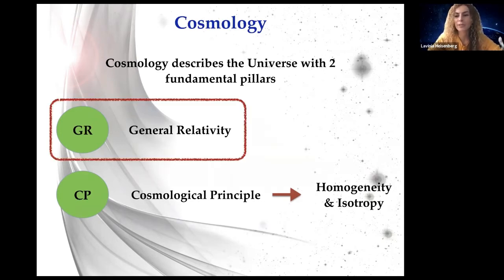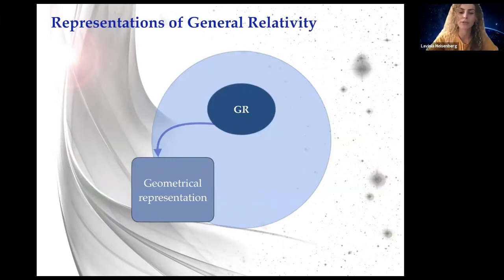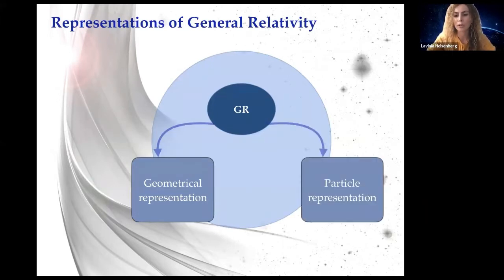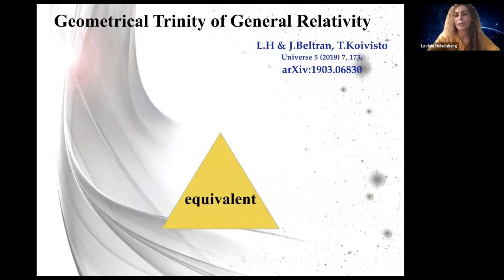So let me start with general relativity. I will introduce general relativity, but I would like to do that in 2 complementary representations. First, I will start with the geometrical representation, and then I will move on to the particle representation. So in the geometrical representation, in order to describe general relativity, I will make use of the 3 fundamental geometrical objects, namely curvature, torsion, and non-metricity. So this will allow me to introduce the geometrical trinity of general relativity. If you wish, you can see more in this paper here.